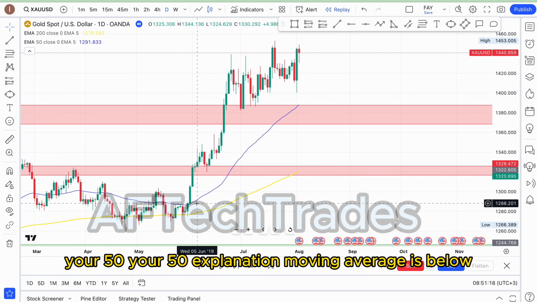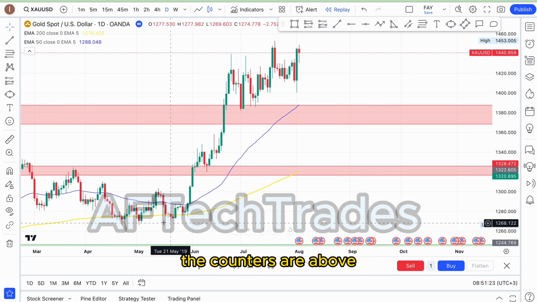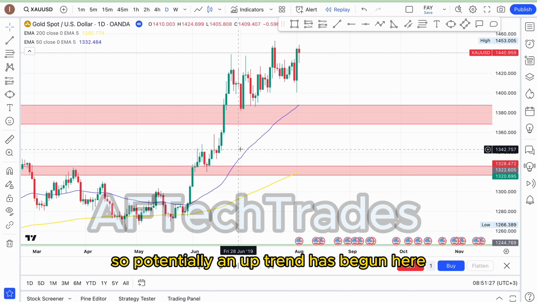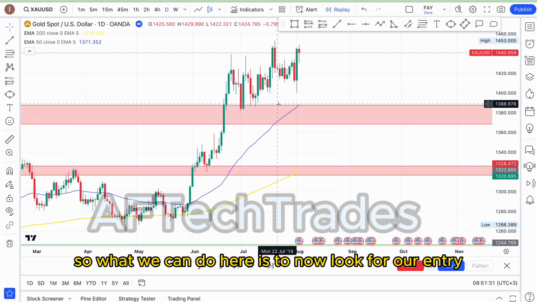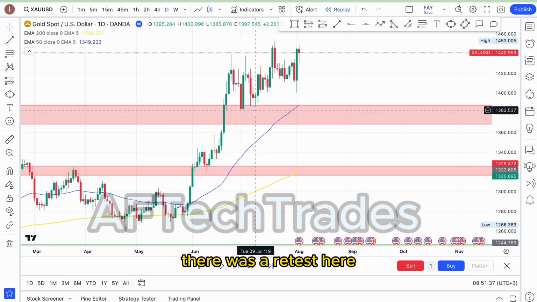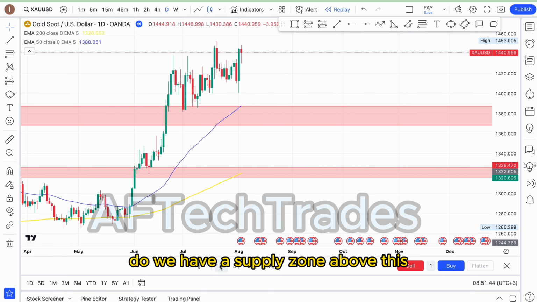Your 50 exponential moving average is below, the candles are above, the 200 moving average also is below. Okay, so potentially an uptrend has begun here. So what we can do here is to now look for our entry position. After it breaks this, there was a retest here. We look for an entry position and then place a buy. Do we have a supply zone above this?